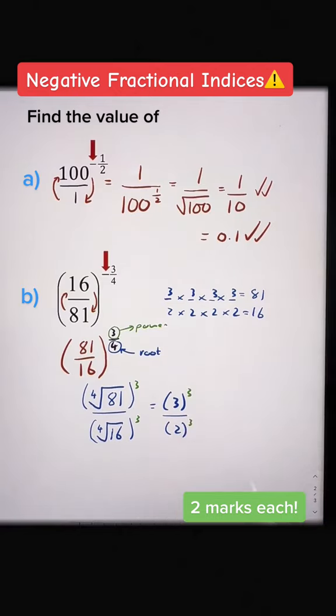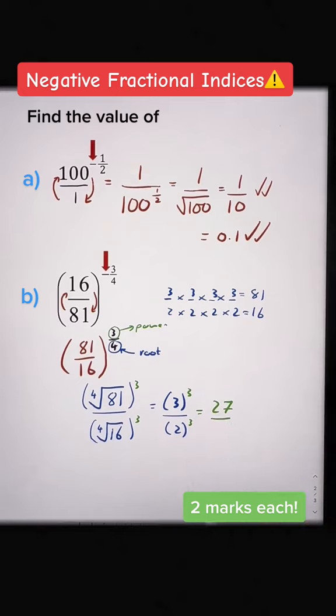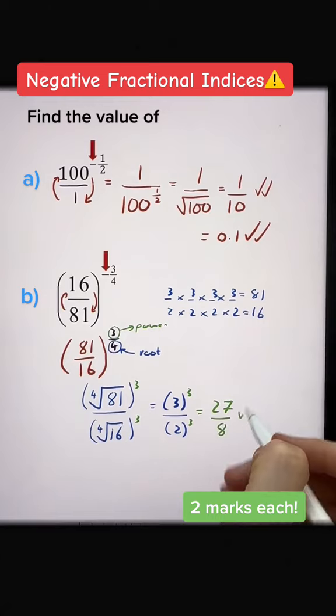So on the top I had 3 cubed, 3 times 3 is 9, and 9 threes gives us 27. And on the bottom I've got 2 cubed, which is 2 times 2 times 2, or 2 times 2 is 4, and 4 times 2 is 8. Hence my final answer is 27 over 8.